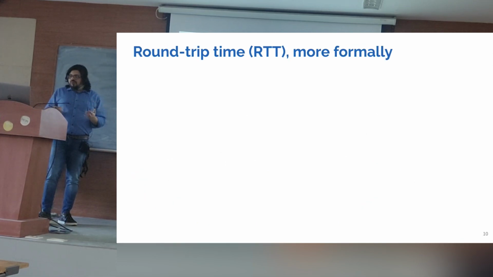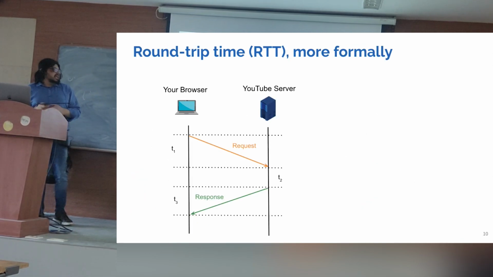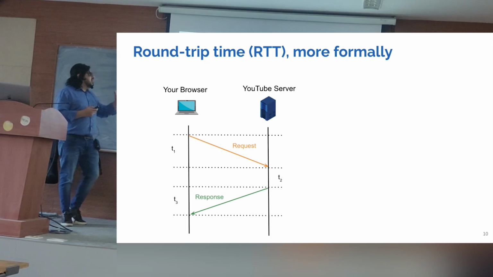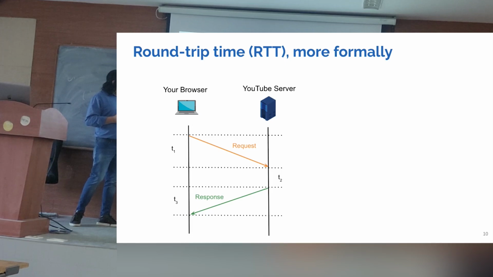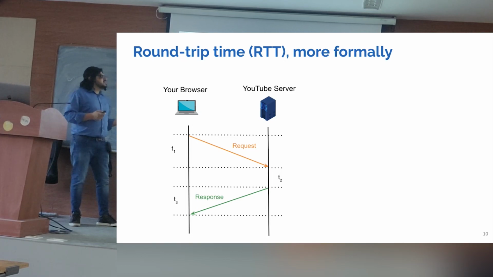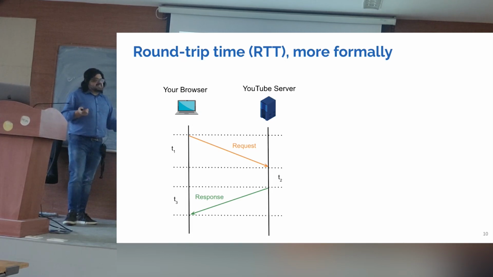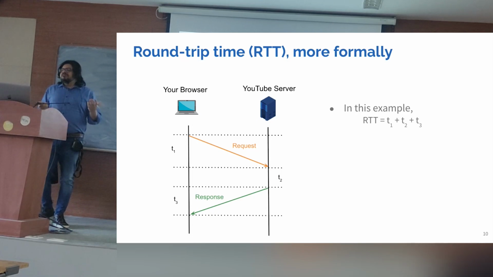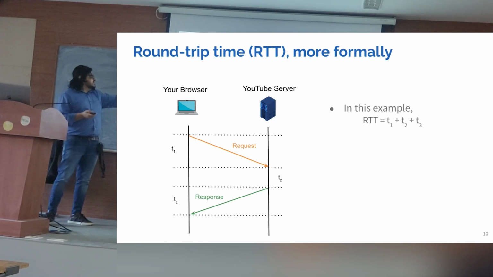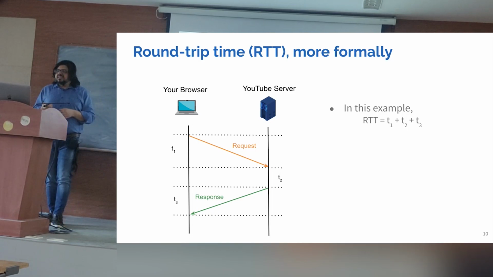So round trip time more formally is something like this. Let's say your browser is talking to the YouTube server, it sends a request, and the request reaches after T1 time. There is some processing delay for T2 time at the YouTube server, and then the response comes back in T3 time. And in this example, the round trip time would be from when the request started to when the response reached, which is T1 plus T2 plus T3.